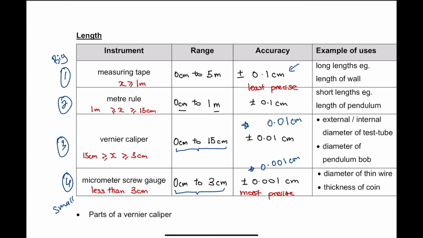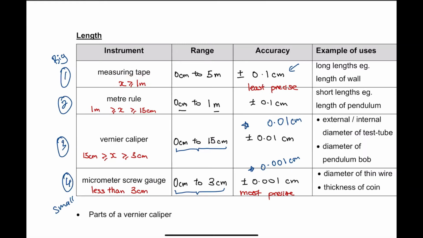There are 4 types of instruments that we use to measure the length of an object. For example, when you do your PE, you take your height and weight. The teacher will usually paste a 2-meter long measuring tape on the wall. Then they can measure your height. For a measuring tape, we generally use it for objects that are larger than 1 meter.